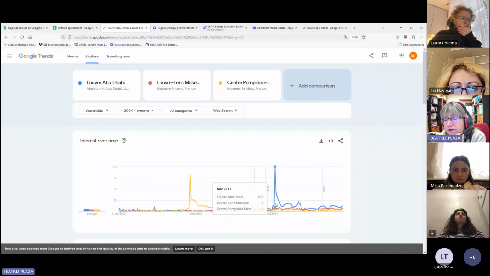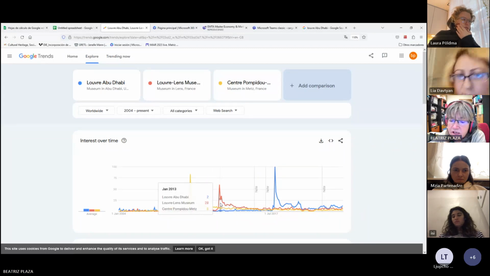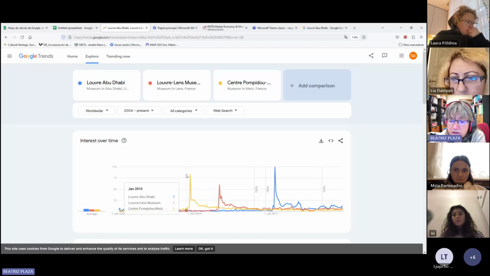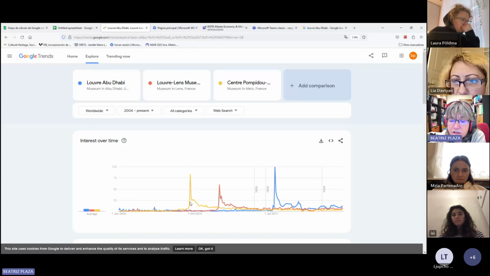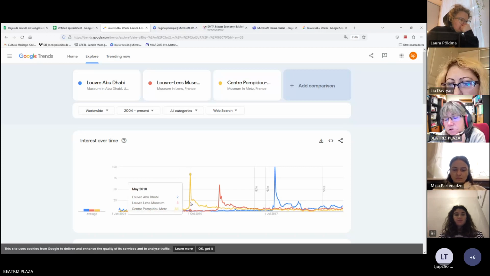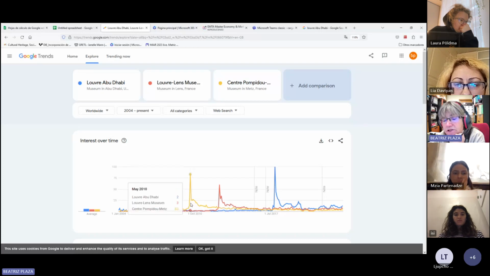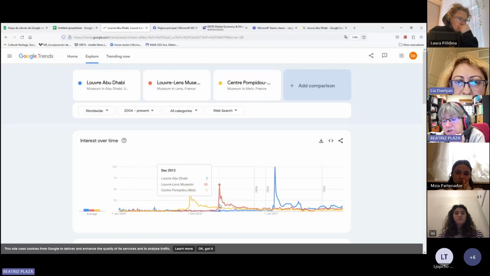We have Louvre Abu Dhabi at the inauguration equal to 100. Then we have Louvre Lens at the inauguration doing 60, and then we have Pompidou Metz doing 83. So at the inauguration, number 1 is Louvre Abu Dhabi, number 2 is Pompidou Metz, and number 3 is Louvre Lens.